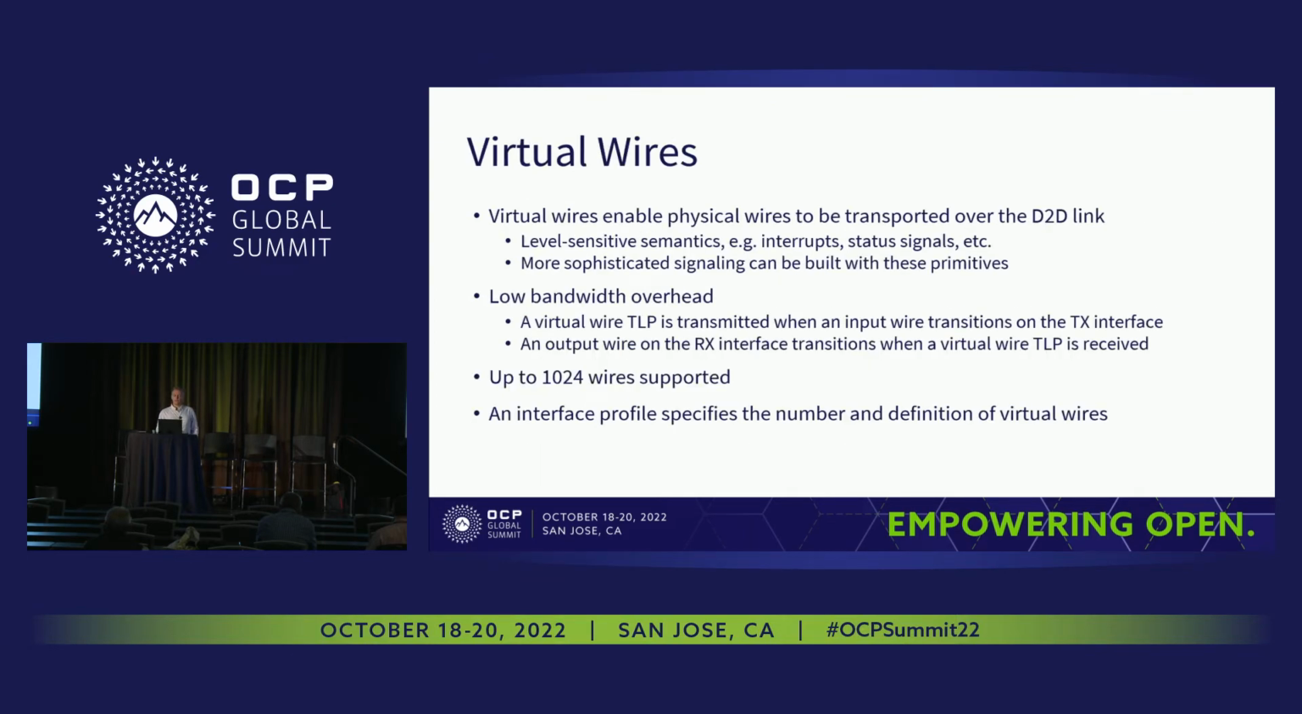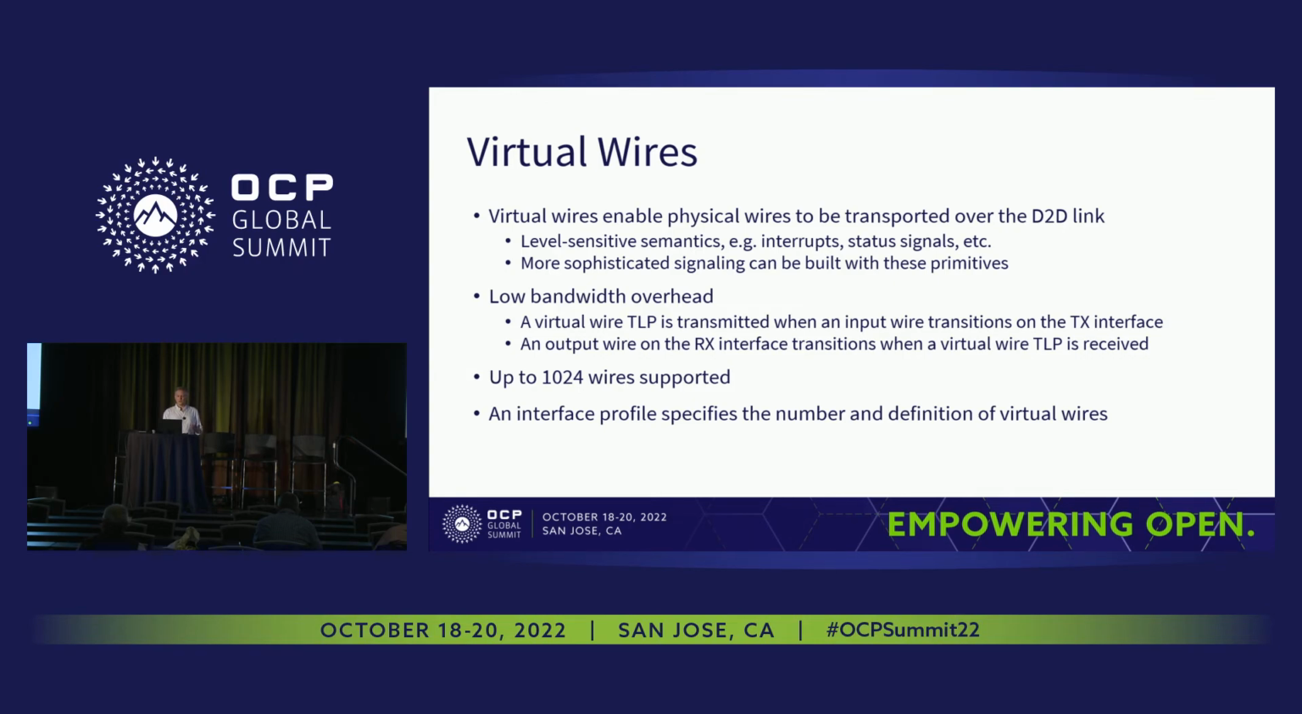Finally, to simplify the physical interfaces between chiplets, the transaction and link layer specification also defines virtual wire functionality. Virtual wires allow the transitions of physical wires to be transmitted from one chiplet to another using the die-to-die interface. These signals must have level-sensitive semantics, and examples are device interrupts or status signals. However, by using multiple virtual wires, more sophisticated signaling semantics, such as handshakes between the chiplets, can be realized. Virtual wires only require link bandwidth when a transition occurs.